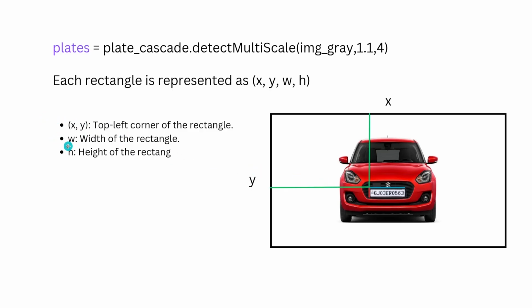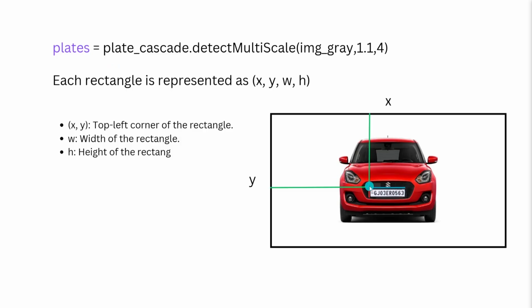Then w represents the width of this rectangle, and here you can see the blue color line represents the width of this rectangle, I mean the width of the number plate. Then h represents the height of the rectangle. Here you can see a small red color line. It represents the height of this number plate. So this method is going to store these four values in this variable for each frame where a number plate is detected.